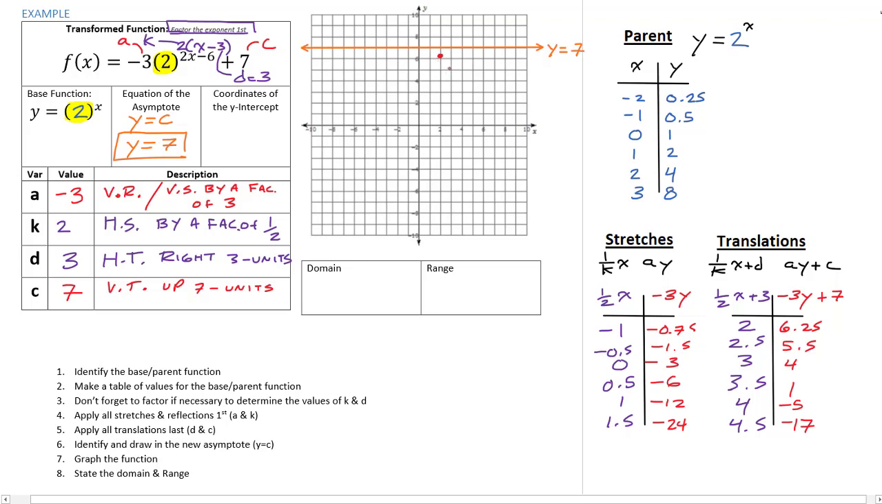Let's do, what's the next one? 2.5 over, again, it's really messy, right? 5.5 up, right there. Oops, there we go. What's next? 3 over 4 up, that one's pretty easy. 3.5 over, 1 up, and then 4 over 5 down. And then this next point is way far down.